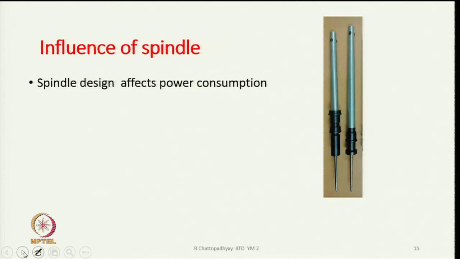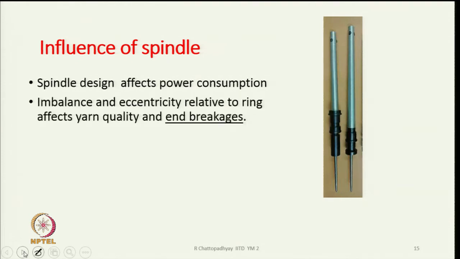So, what is the influence of the spindle with respect to spinning? One is that spindle design affects power consumption. The maximum power is consumed because of the rotation of the spindle, because the spindle is quite heavy. It is long, as you see here in the diagram. We want to reduce the weight, therefore alloys are used nowadays in making the spindle. The idea is to reduce power consumption. So spindle design has a lot of influence on power consumption, and power consumption is extremely important, especially for spinning. Imbalance and eccentricity relative to the ring affect yarn quality and end breakages.